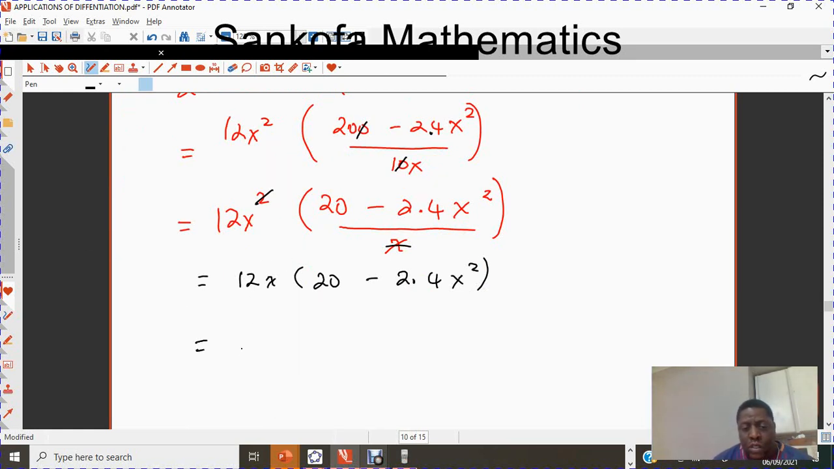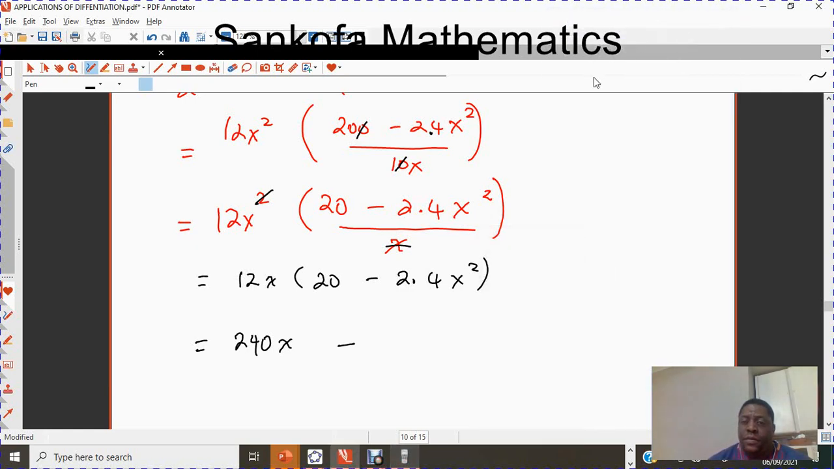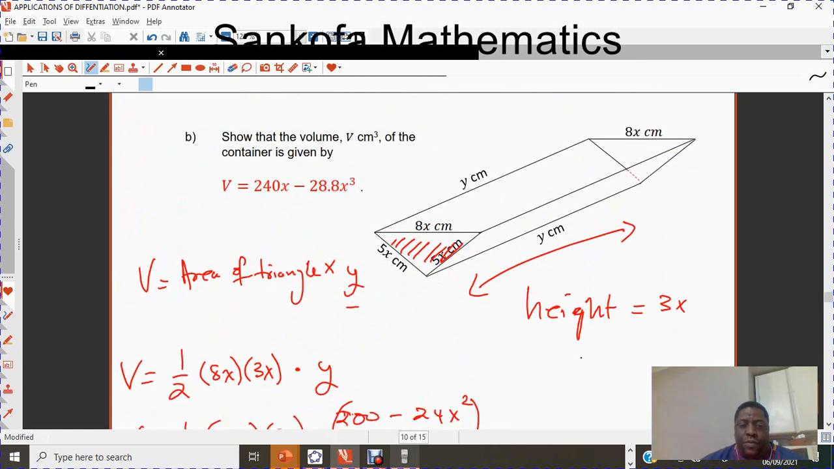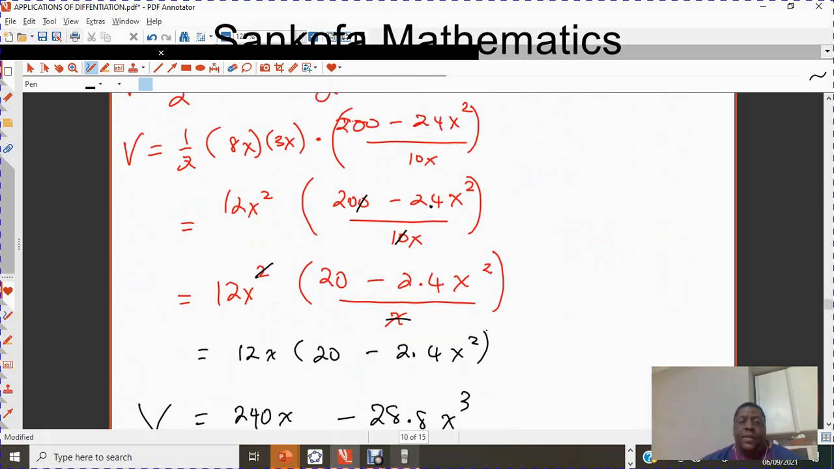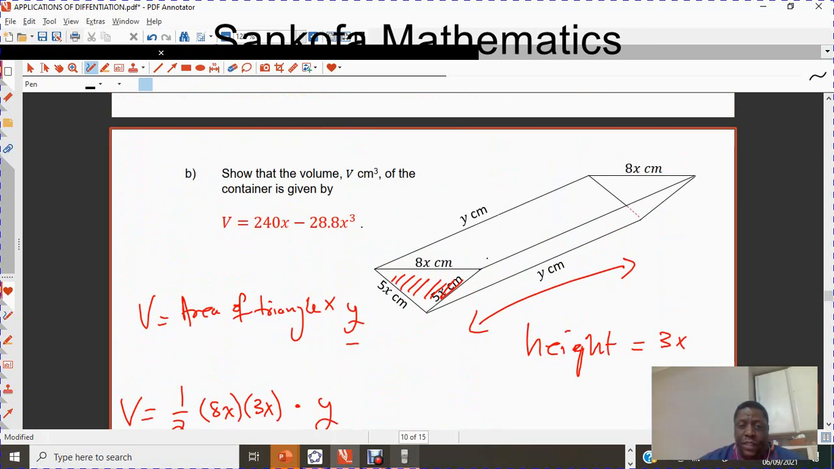So 12 times 20 is 240x minus, well, you can grab a calculator if you're a little bit unsure about this one, 2.4 times 12, that gives you 28.8, so that is 28.8x cubed. Right, so that is the volume, and that is what we were required to prove: 240x minus 28.8x cubed. Okay, so now we have the volume of the container.